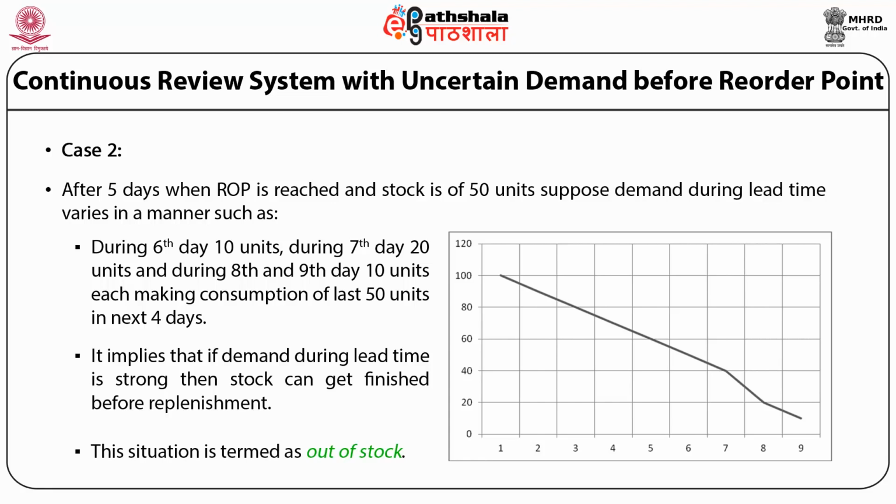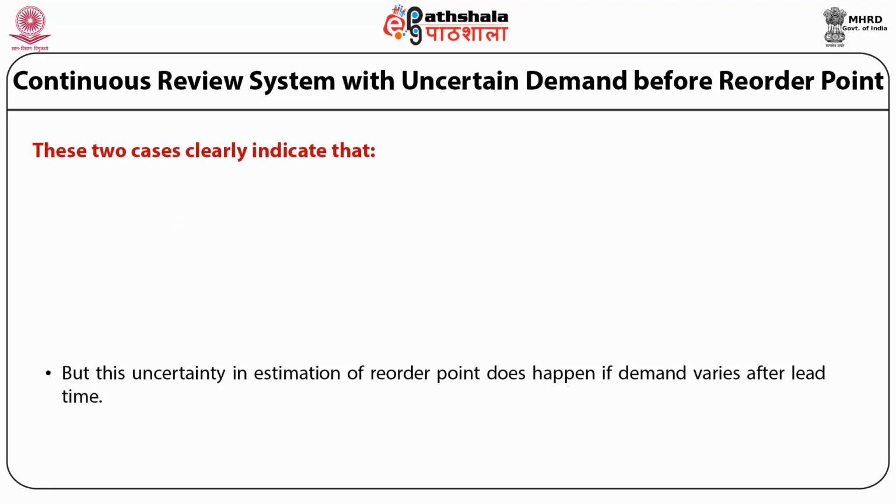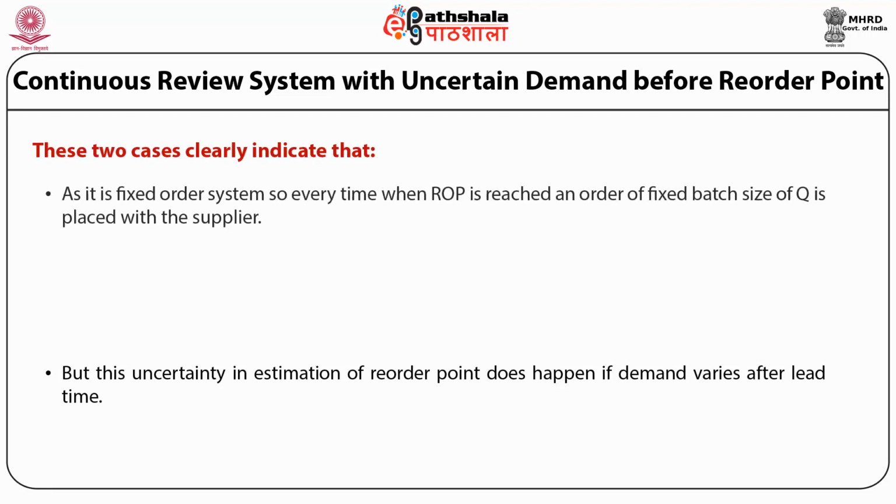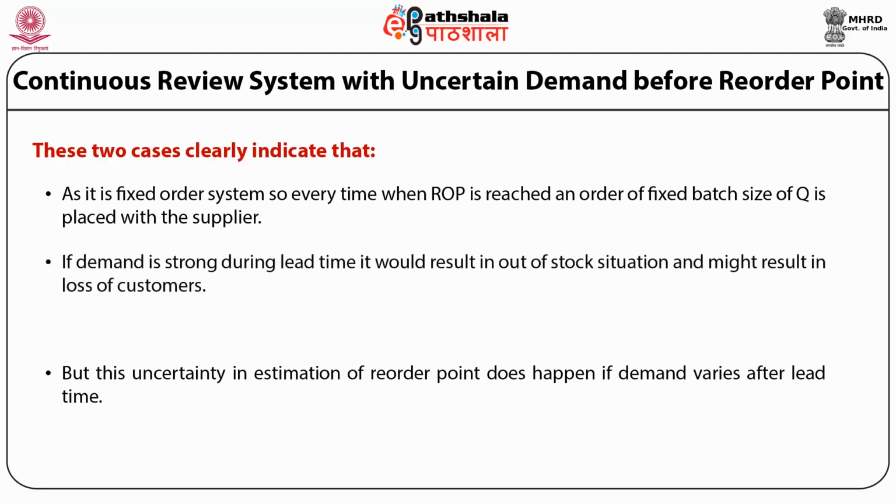This is shown in the figure. These two cases clearly indicate that, as it is a fixed order system, every time ROP is reached, an order of fixed batch size Q is placed with the supplier. So if demand is weak during lead time, it would result in the creation of safety stock. If demand is strong during lead time, it would result in an out of stock situation and might result in loss of customers. This results in uncertainty in estimation of the reorder point.